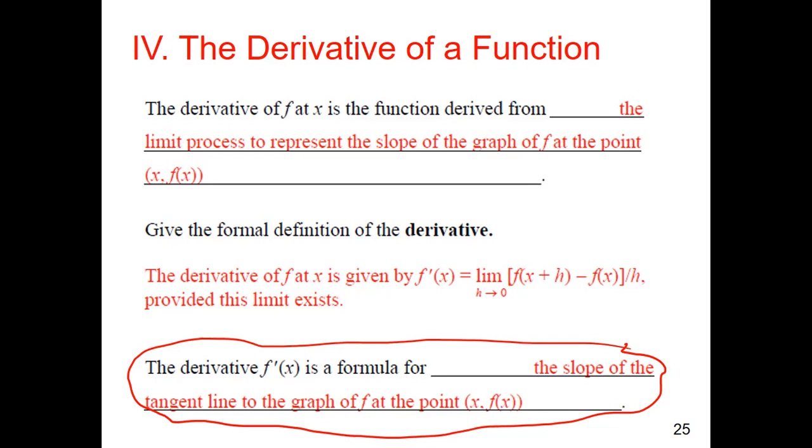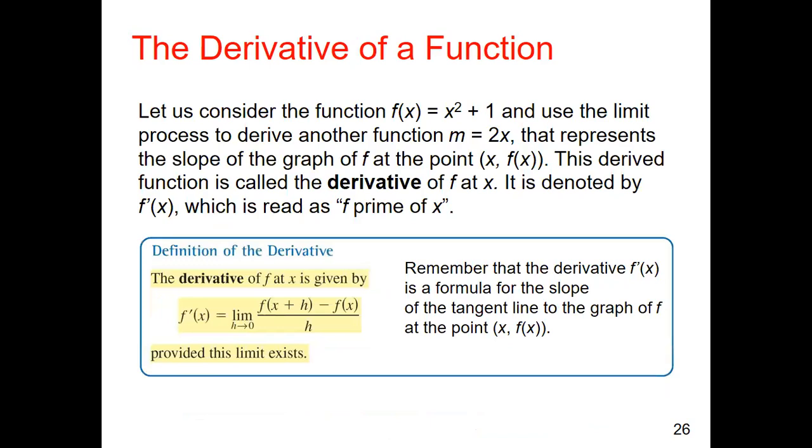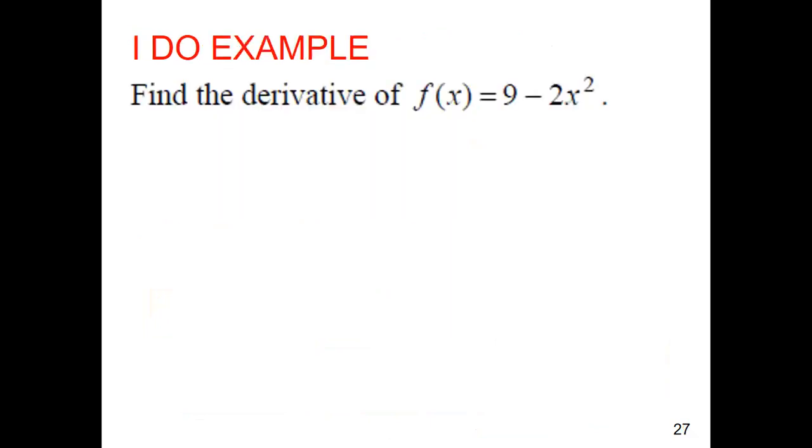All right. So the definition of the derivative, this is exactly what we just wrote down. Just remember that the derivative f prime of x is a formula for the slope of a tangent line to the graph at any point. That's the takeaway. So let's do it. It's on your paper. Here's our example together.